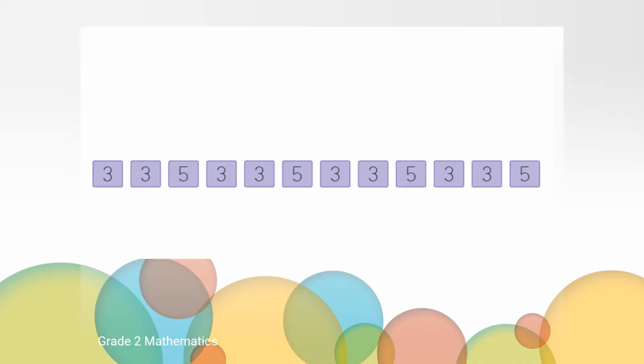Take a look at this pattern. Is this a repeating or growing pattern? How do you know? It's a repeating pattern. 3, 3, 5 is the core, and it continues again and again and again.